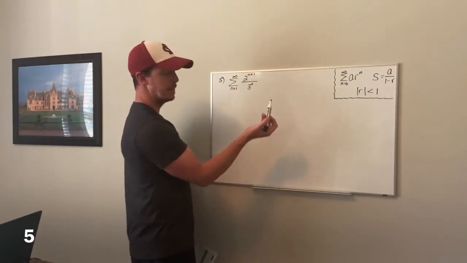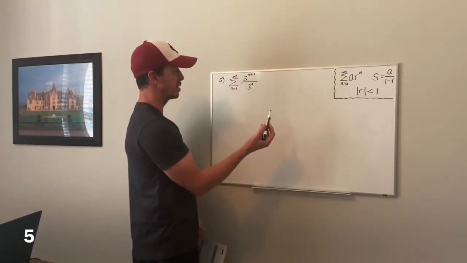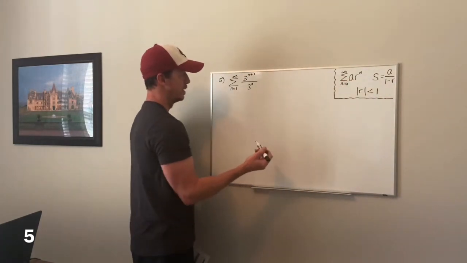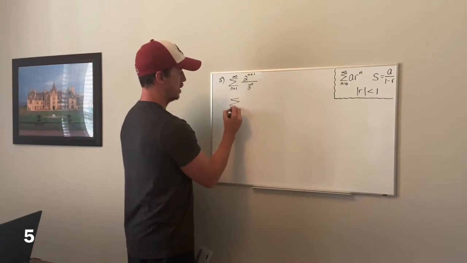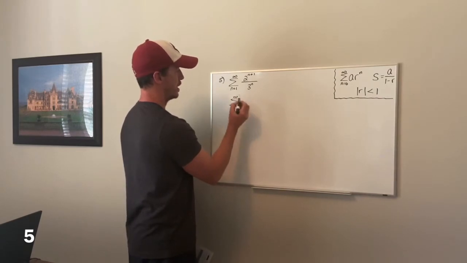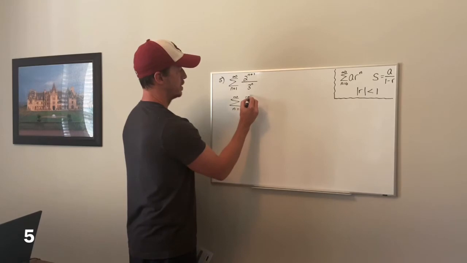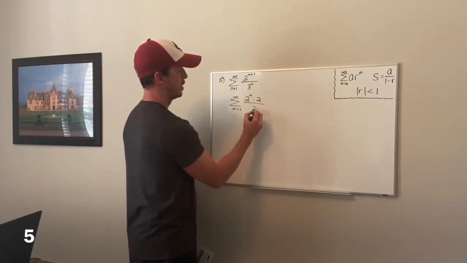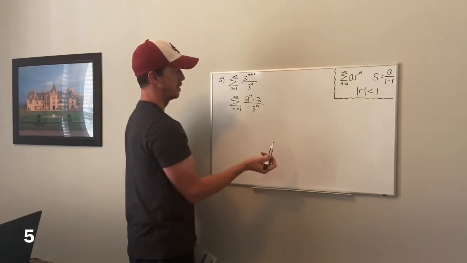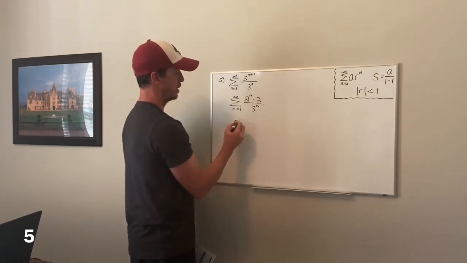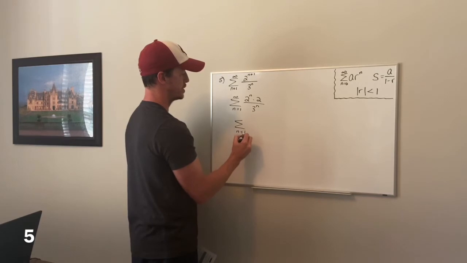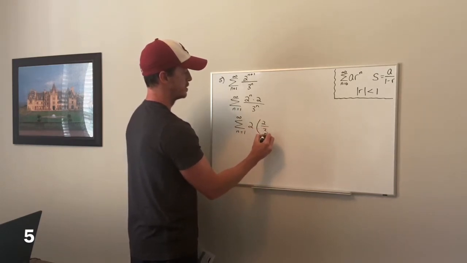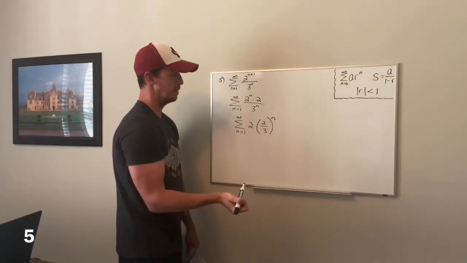This one is a geometric series, even though it might not look exactly like it at first. But it wouldn't take much work. We could make it look like that. 2 to the n plus 1 is the same thing as 2 to the n times 2 to the first, over 3 to the n. And so now that you have 2 to the n over 3 to the n, and that other 2 sitting out there, we can write this as 2 times 2/3 to the n.